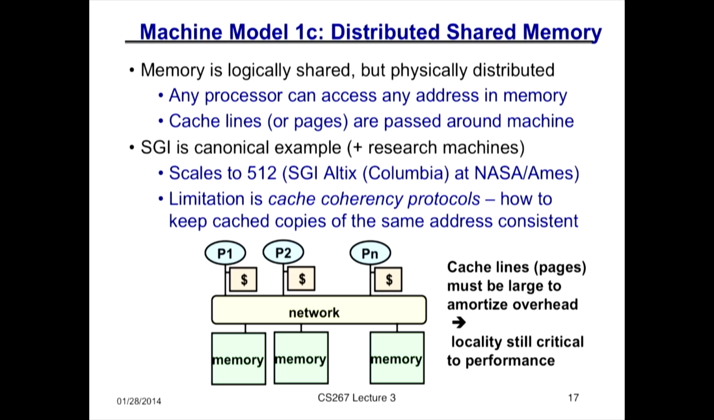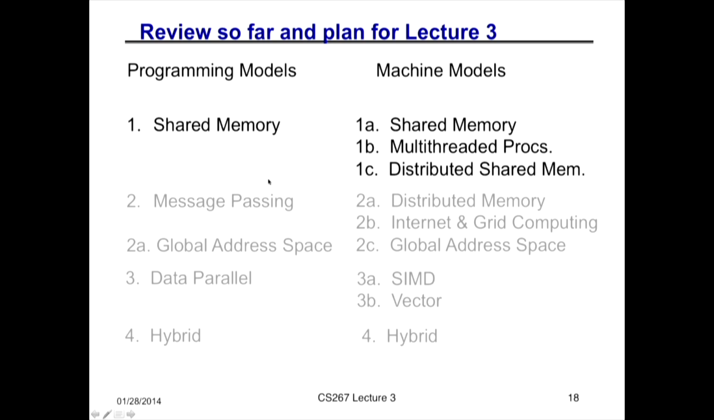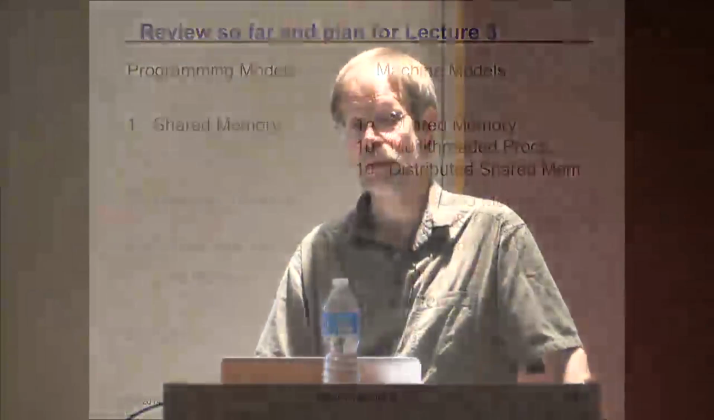And this network is not a bus anymore. You can't build a bus with 512 things attached to it. It's usually a torus or something else where you're only connected to a few nearest neighbors. And so anyway, that's been done, but it has its limits too. So at this point, we've gotten to the end of machine models for shared memory, and next time I will talk about message passing in distributed memory, which is what the real big machines are. So any questions?